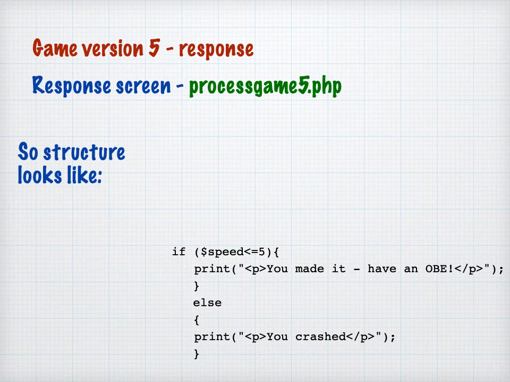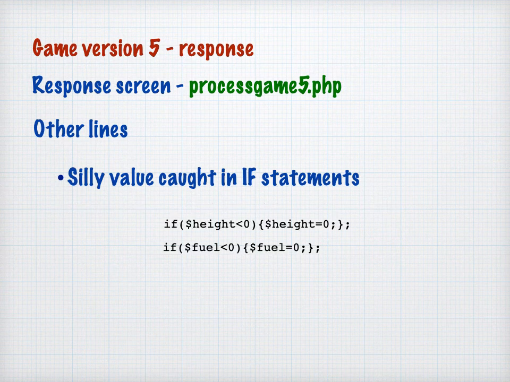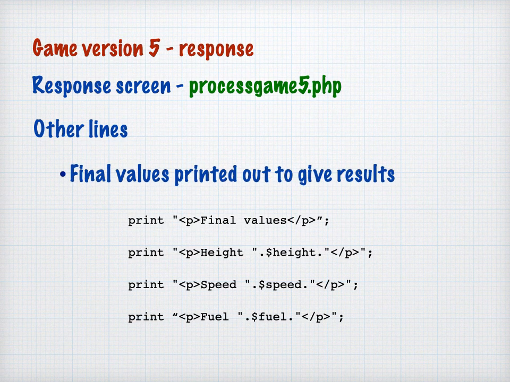Now there are a few other minor little tweaks to the code that we need to add in here. We need to catch silly values so that, for example, if somebody tries to enter negative fuel amounts, or height becomes less than 0, we turn it into a 0, things like that. And it's quite nice at the end of the game if we actually just print out the final values. So we just add some simple print statements at the end that basically just print out this is where you were.